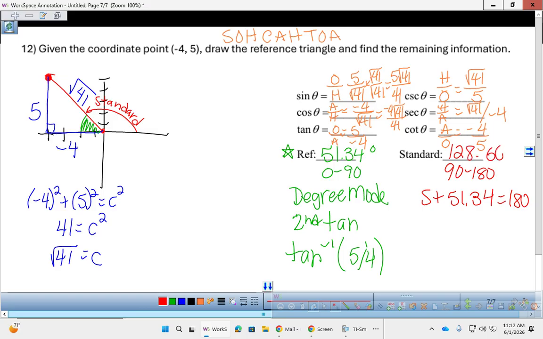Because there's so many pieces to this problem, it would be really hard to make it a multiple choice. This is definitely going to be an open-ended. It covers a lot of the stuff that we learned. It covers drawing a reference triangle. It covers reference angles. It covers standard angles. It covers reciprocal trig. It's got a lot of parts, so it's a really good kind of summative question.